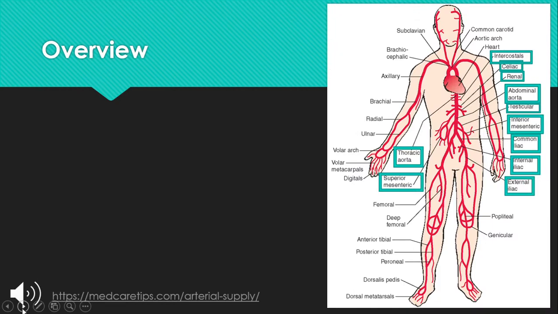Here is an overview of the vascular supply of the trunk. We can see the aortic arch descending to the thoracic aorta, which then branches off into the abdominal aorta. This then flows into the iliac arteries. Within each of these main arteries, there are other branches that divide off and give blood supply to specific organs.